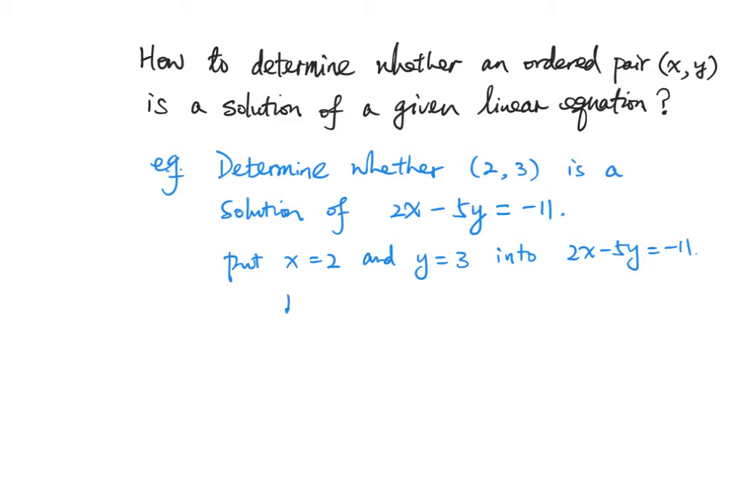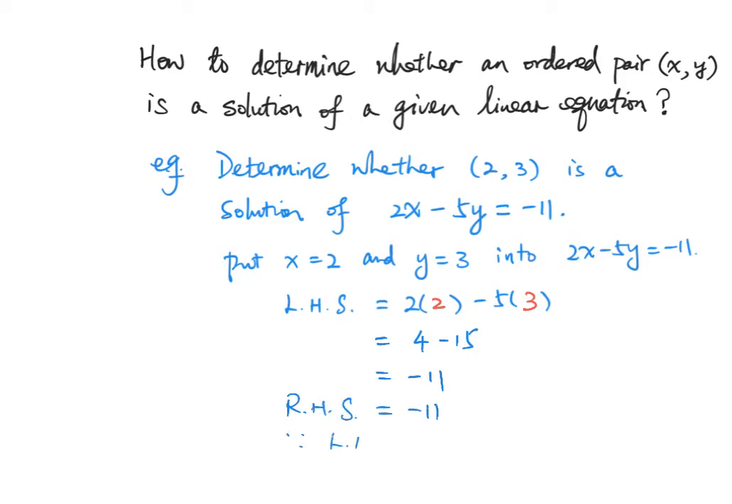We see that the left hand side equal to 2x minus 5y. X is 2, y is 3. So we have 2 times 2, we get 4. Negative 5 times 3, which is negative 15. 4 minus 15, which is negative 11. Okay, so the right hand side also equal to negative 11.